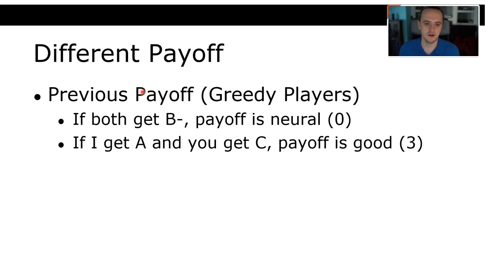So in the previous example, we had greedy players. So for example, if we both got a B minus, neutral payoff. If I got an A and you got a C, then haha, I got better, so I get 3, right? That's better.